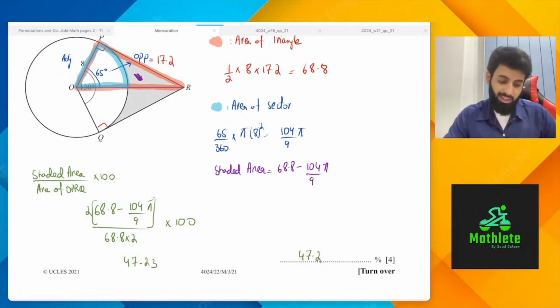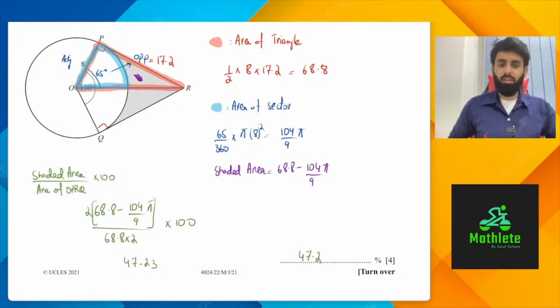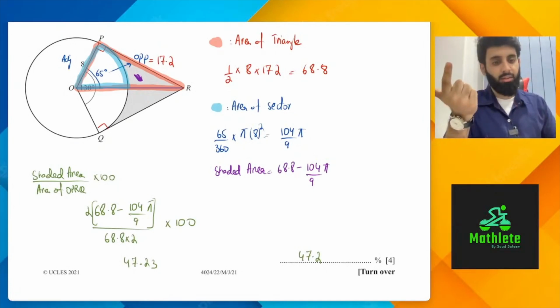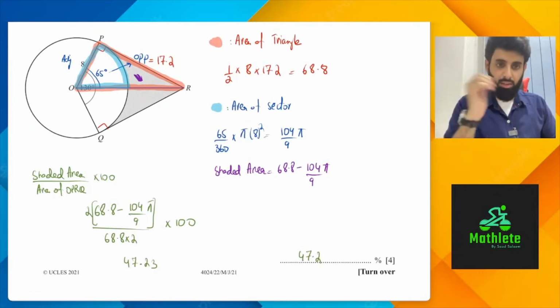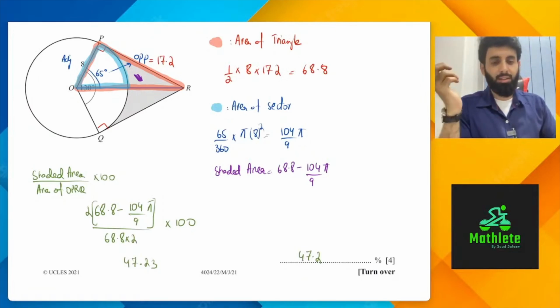So quite a lengthy question, but theoretically I would say it's an easy question. All you need to know is how to find the area of a triangle and how to find the area of a sector. Then it's all just manipulation of the same things: plus, minus, multiply, divide, and that's it. You'll get the answer.